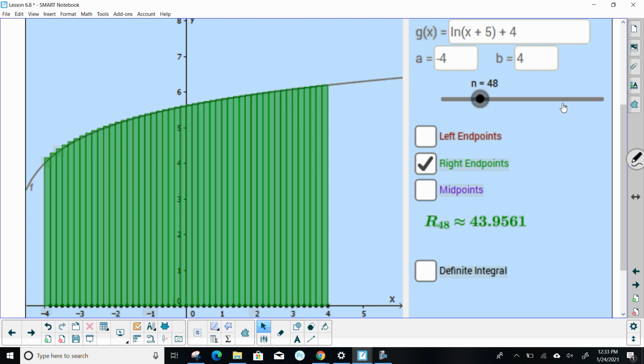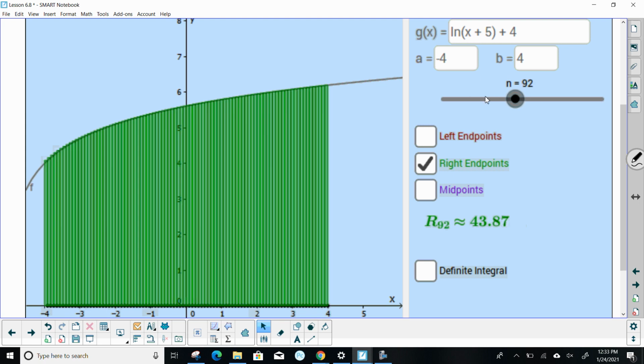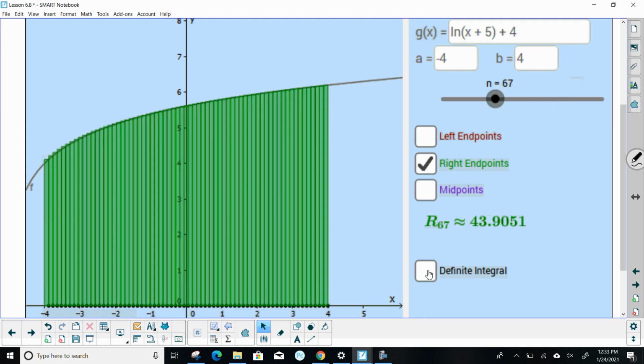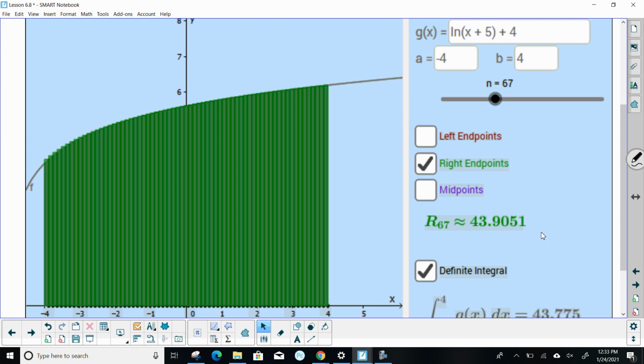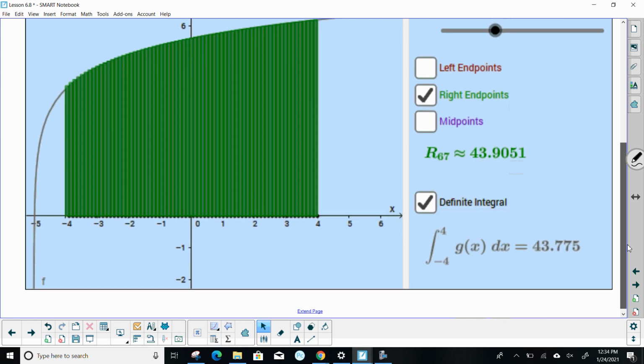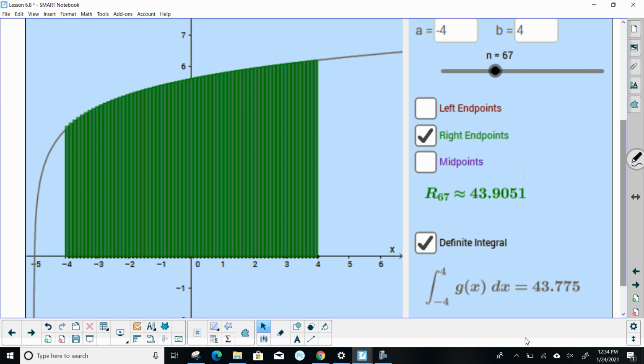If I go all the way up here, I'm not sure how far it goes. So there I'm at 146. That's going to be pretty dang close to what it actually equals. So if you look down here, this is what it actually equals. This is the definite integral. So we took the ln of x plus 5 plus 4 and integrated it from -4 to 4. It actually comes out to be 43.775. So you can see with 67 rectangles how close it is.